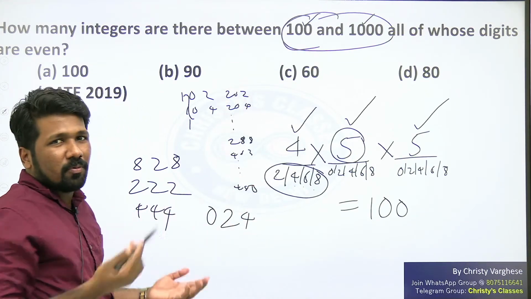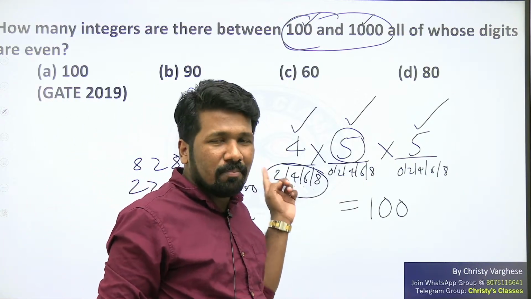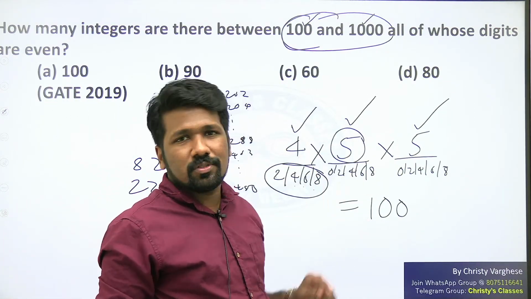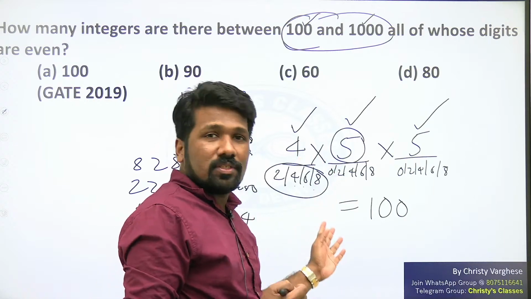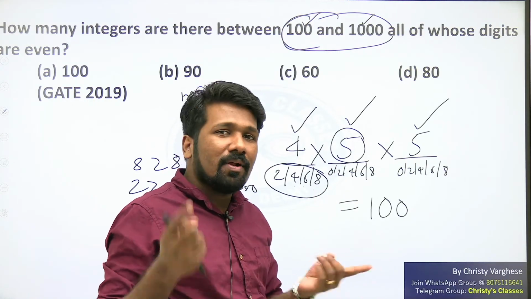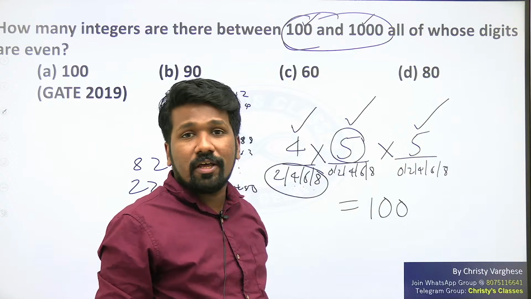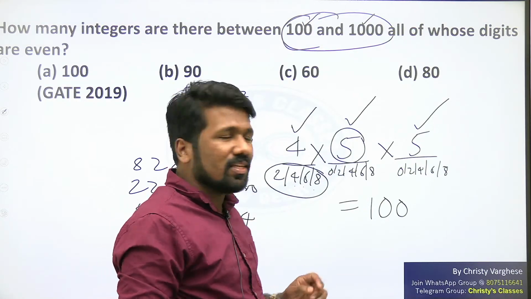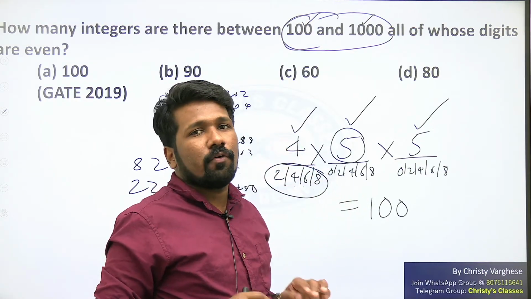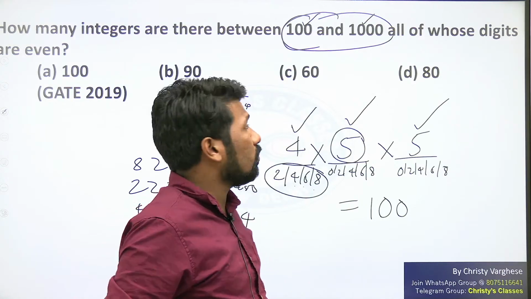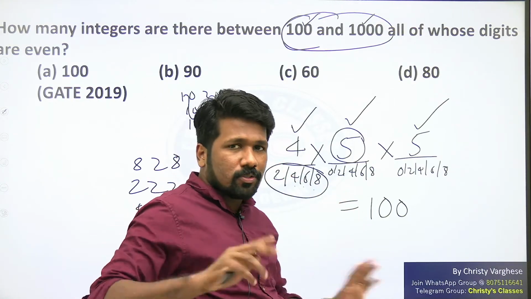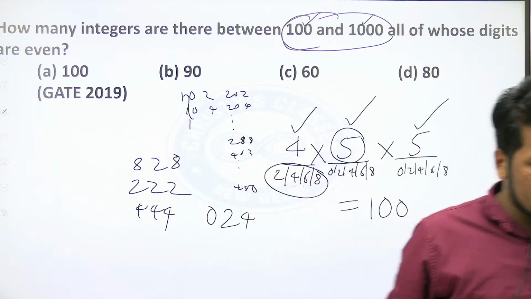Listing it out is not possible here. So manual counting is impractical here. That is why we are using the fundamental principle of counting. The same question can be done with permutation and combination, but that will be more confusing. So I am fixing this fundamental principle of counting for most of the questions in this chapter, or in these previous year questions. Most of the questions can be done with the fundamental principle of counting.